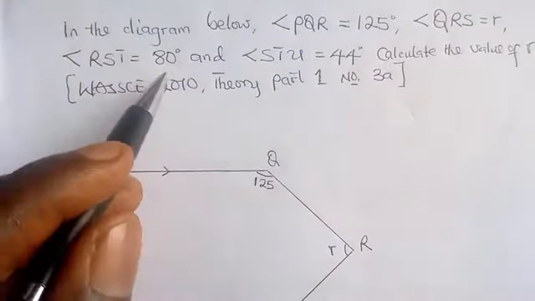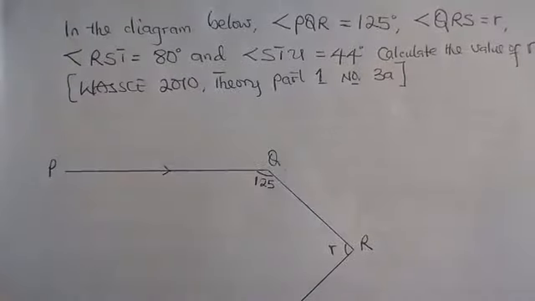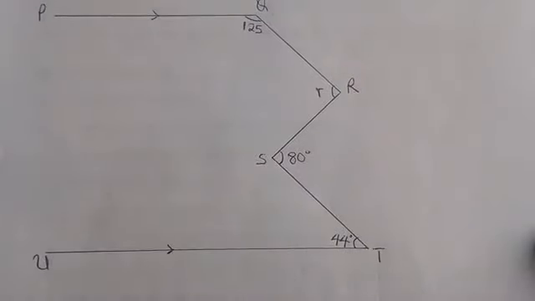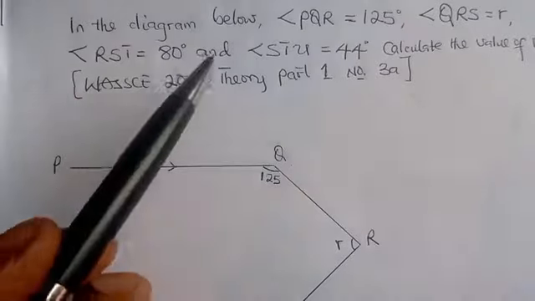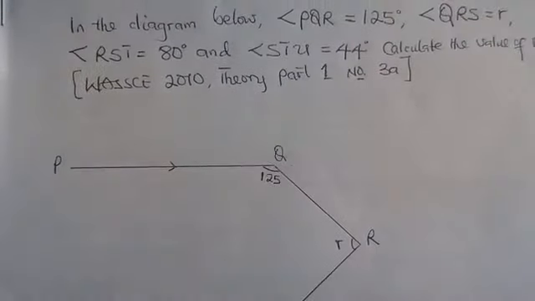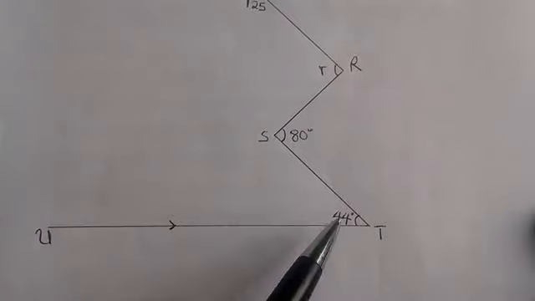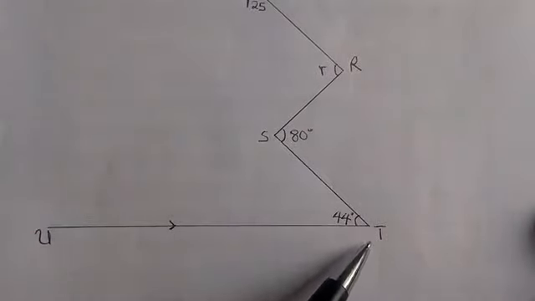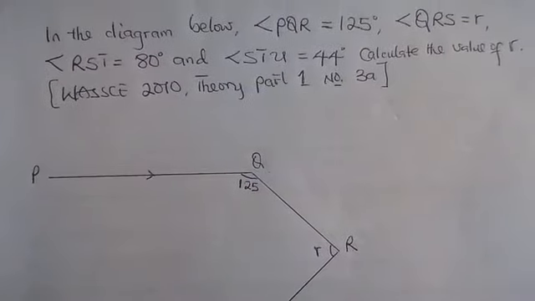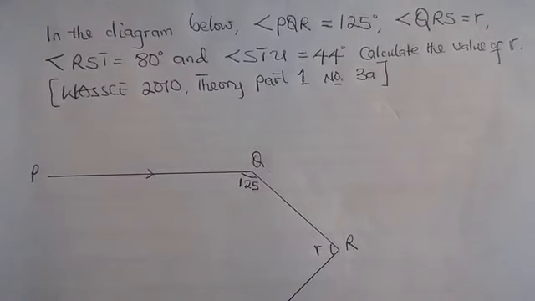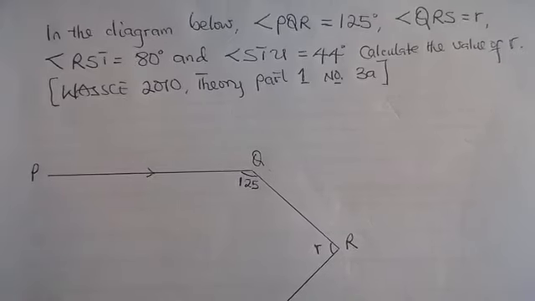RST is equal to 80 degrees. This is angle RST. RST is 80 degrees. STU is equal to 44 degrees. That is this angle here. STU is 44 degrees. From this information, we are asked to calculate the value of R. This is WASSCE 2010 question, theory part 1, number 3A.